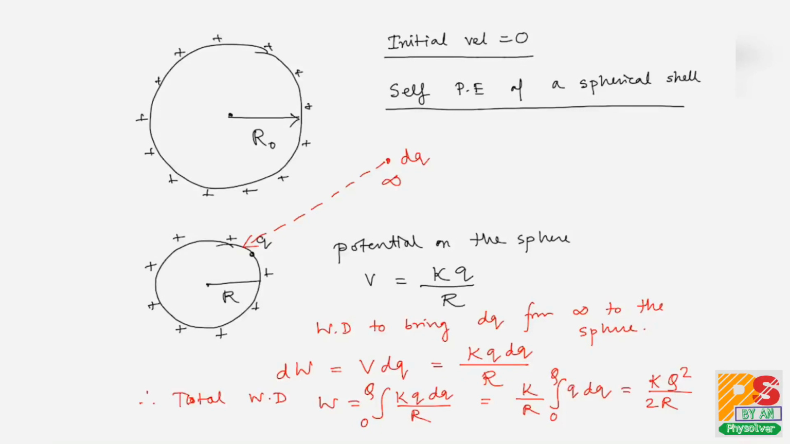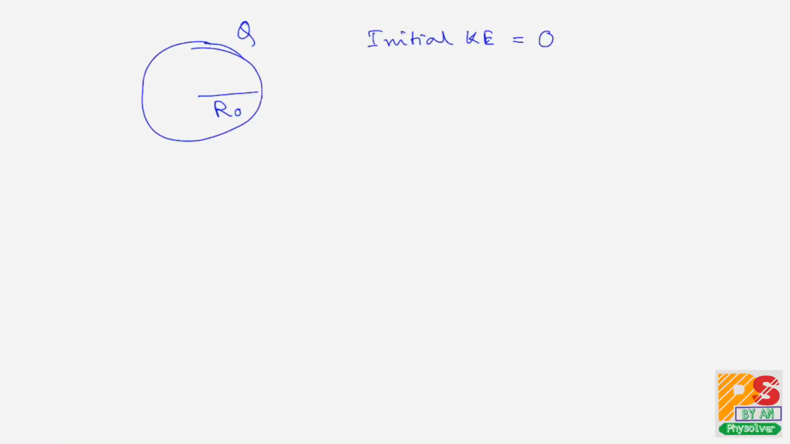Okay, let's go to the next slide. Initially the radius of the sphere is r0, and suppose the charge is Q. So initial kinetic energy is 0, because the sphere starts expanding from rest. Initial potential energy is kQ square by 2r0, right?